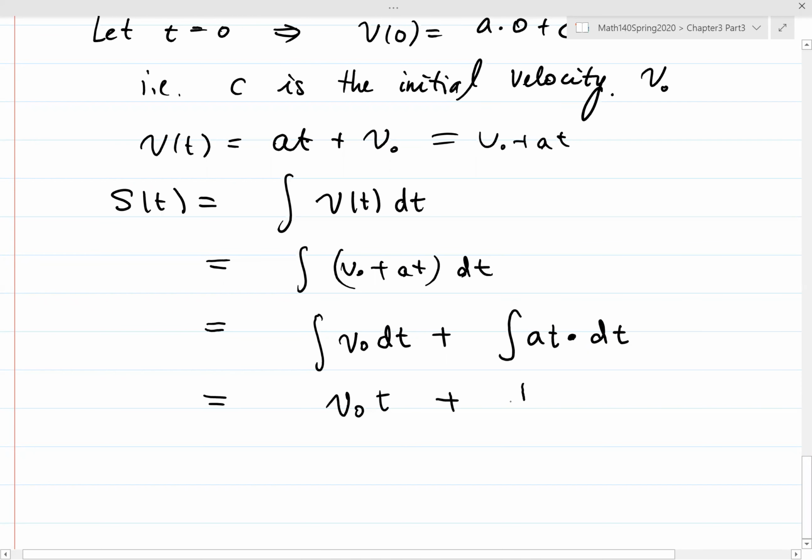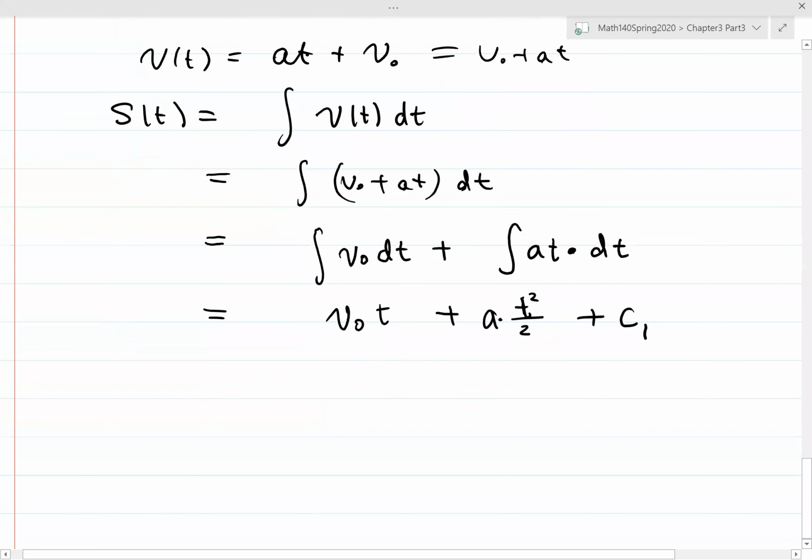It's very easy to check. T has antiderivative t squared over 2, times a. Once we are done, we add a constant, let's use c1. So we get v0 times t plus 1/2 a t squared plus c1.